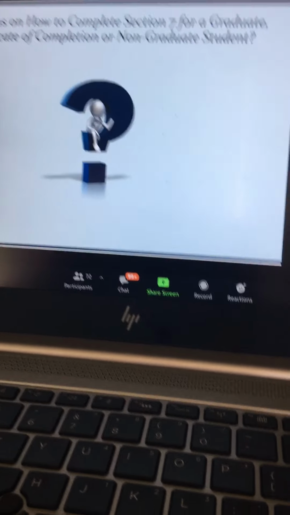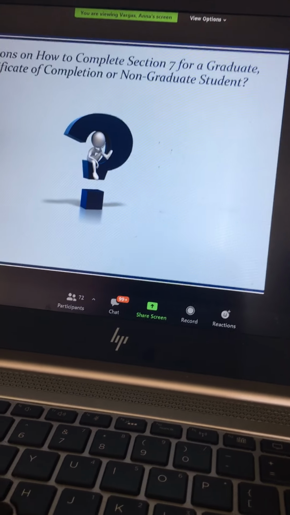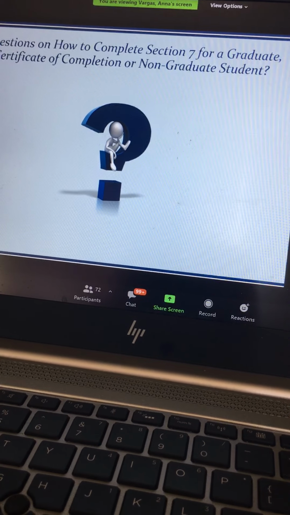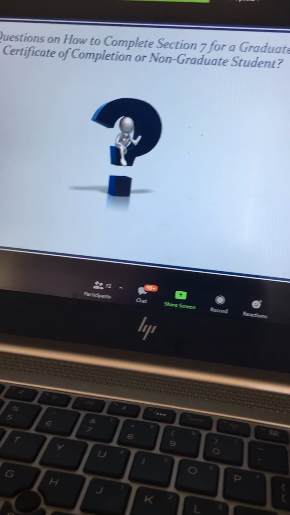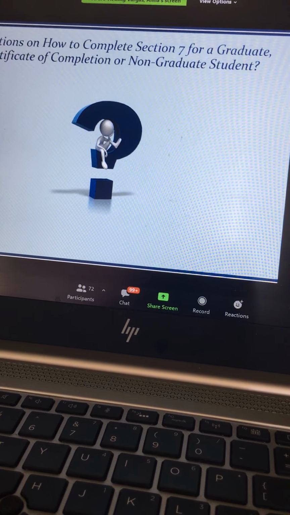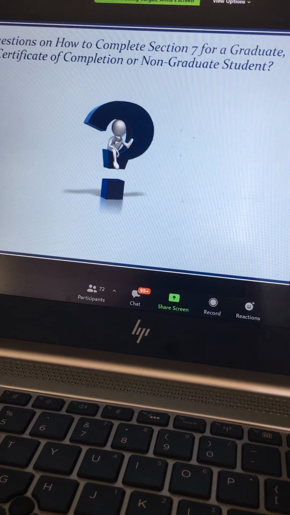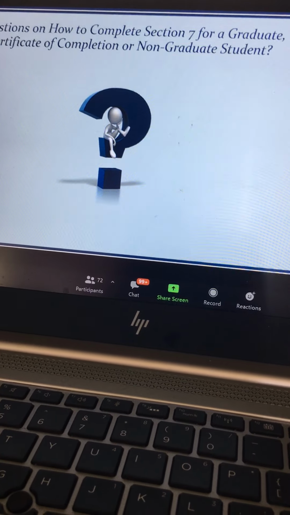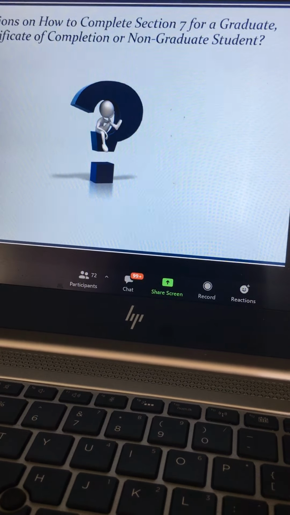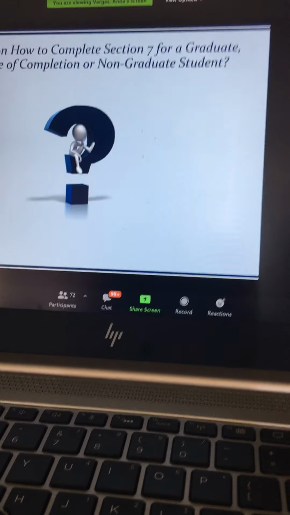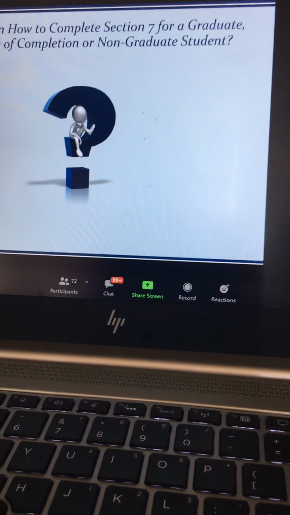Also, is it the weight class rank or the official GPA class rank? She's asking which one to put on section 7, the weight class rank or the official GPA class rank? The official GPA class rank. That report is run, or must be run, at the end of the fall semester. And that's per bulletin 1055.1.